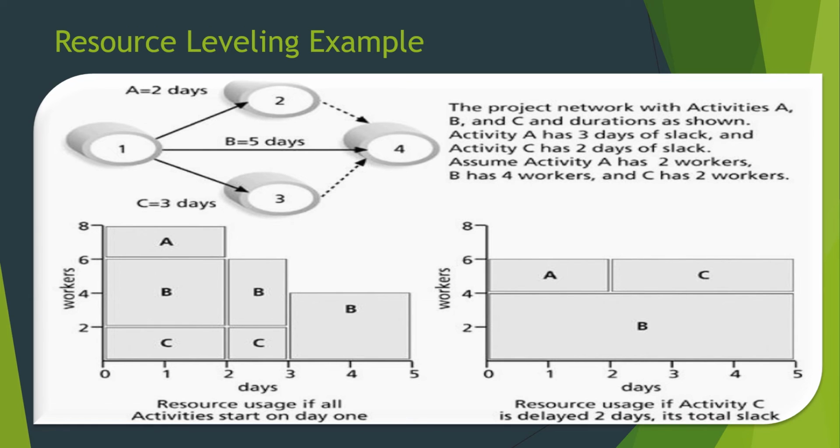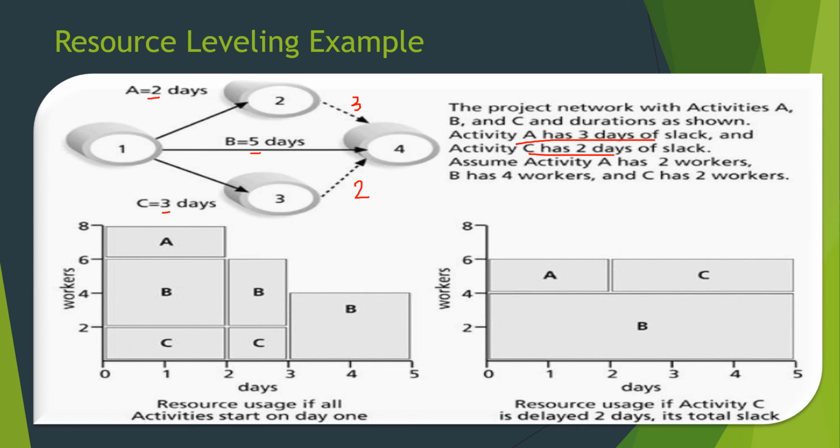So here I have given an example. A project network with activities A, B, and C and durations as shown. Sorry, A is 2 days, B is 5 days, and C is 3 days. That means A has 3 days of slack and C has 2 days of slack.